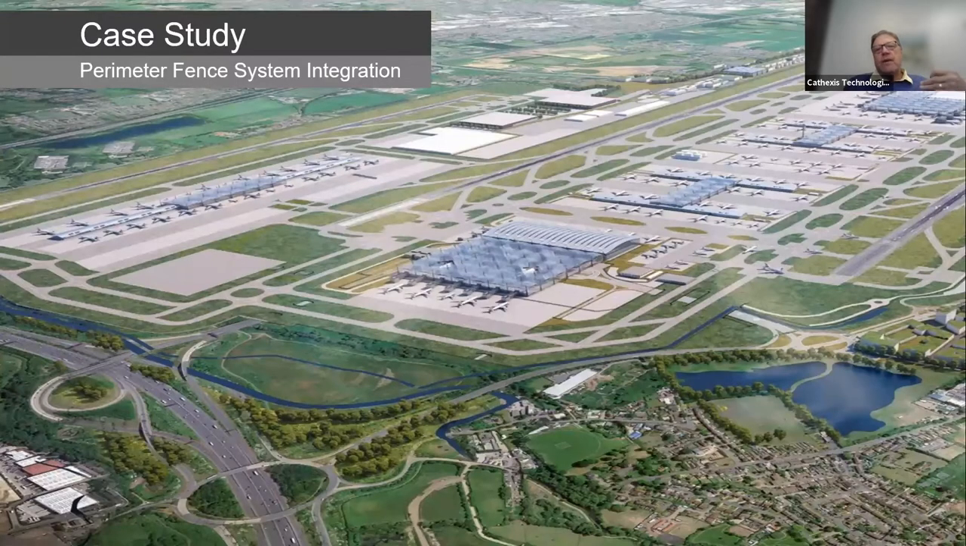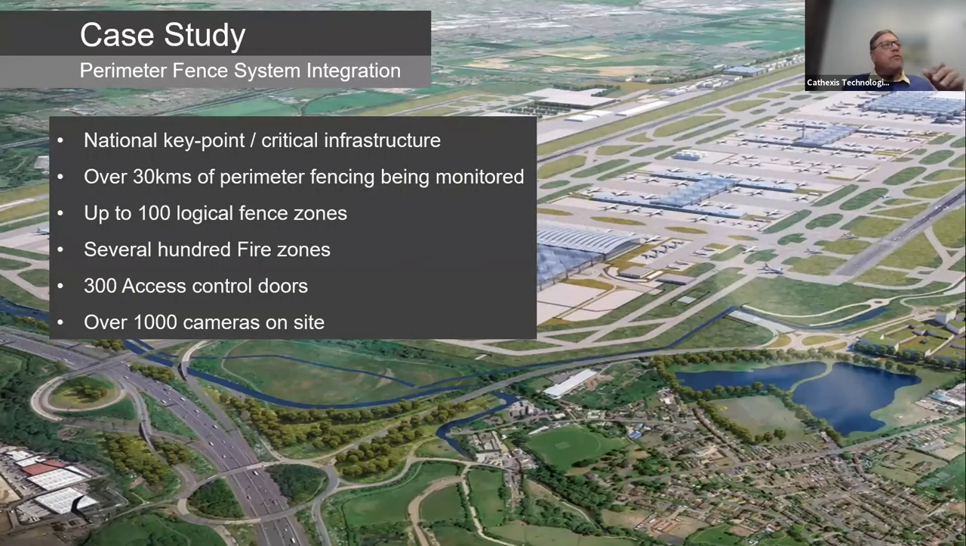Now to do this, I'm going to look at a bit of a case study where we've got a national key point, which is an airport. Now this key point has got 30 kilometers of perimeter fence. So they'll have a fence monitoring system in there. And let's say they've got up to 100 logical fence zones, several hundred fire zones, 300 access control doors, and over 1,000 cameras. Now picture the operators in the control room trying to monitor 1,000 cameras, 300 access control doors, a couple of hundred fire zones, and 100 logical zones on the fence line, all with disparate systems. How are they going to do this?